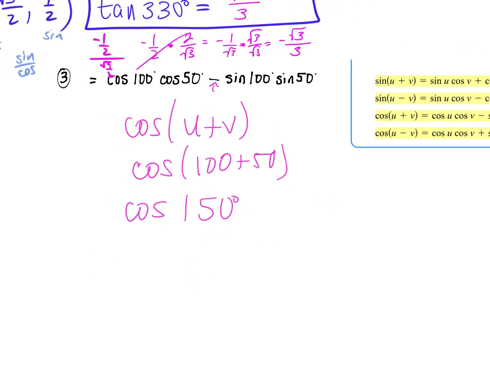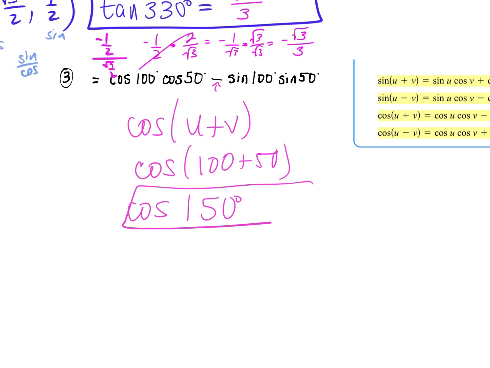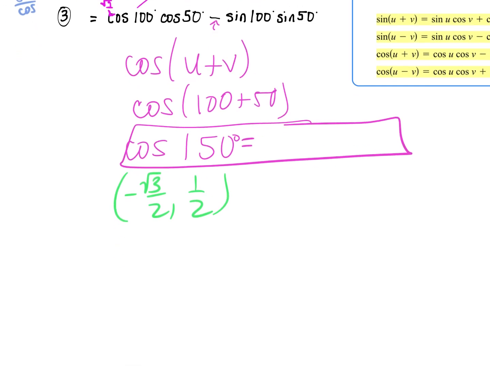Is 150 degrees on the unit circle? Yes. Sure is. What is the ordered pair at 150? Negative square root 3 over 2, 1/2. This is my cosine. This is my sine. So what's the answer? What is the cosine of 150? Negative square root of 3 over 2. The whole thing in the box is your answer. Writing as one single trig function and then telling me the ordered pair there.